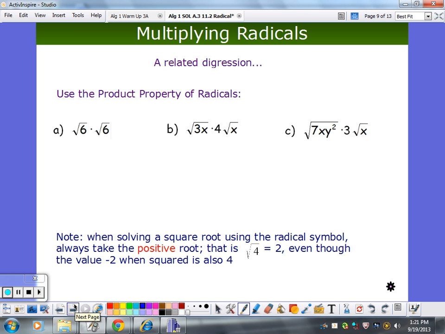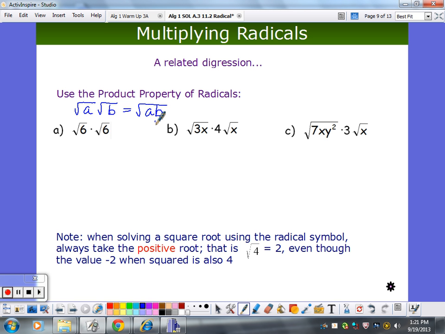Alrighty. I'm calling this a digression. Do you know what a digression is? You know what that means? A digression is when I'm changing the subject, or so it seems. I'm talking about something that doesn't seem like it's related, but it will be. So I want us to think about when you have a square root times a square root. If I have square root a times square root b, what is that the same as?